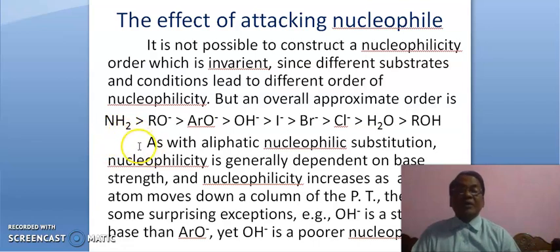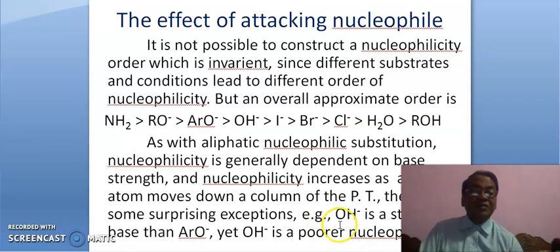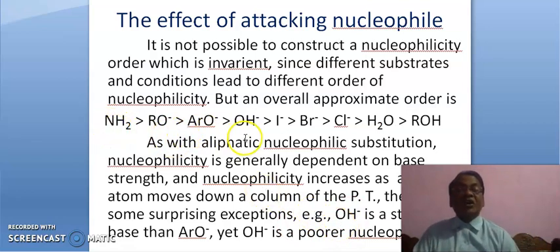Okay? It is different from aliphatic nucleophilic substitution. The nucleophilicity for the aliphatic nucleophilic substitution generally depends upon the base strength. Okay? But here this order is quite different. This is the order of nucleophilicity for aromatic nucleophilic substitution.